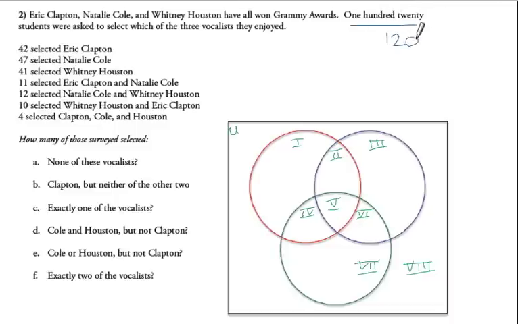120 students were asked, do you like this vocalist? Now notice they don't have to pick just one. You can like more than one. And so in the universal, we know we have to have 120 represented. Okay, 47 liked Clapton. So we'll just make this Eric Clapton right here. 47 selected Natalie Cole. So we'll make this one Natalie Cole. And 41 Whitney Houston.